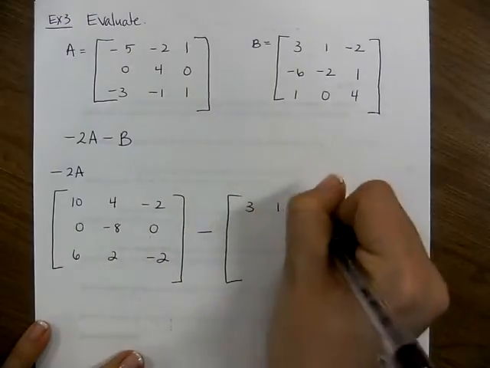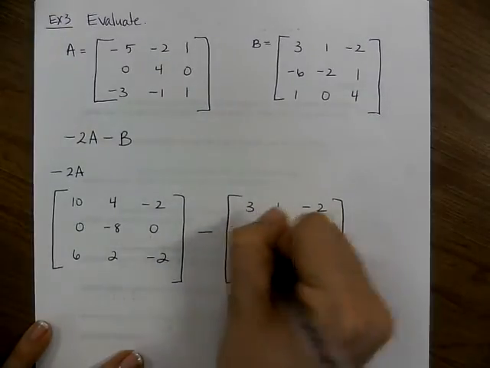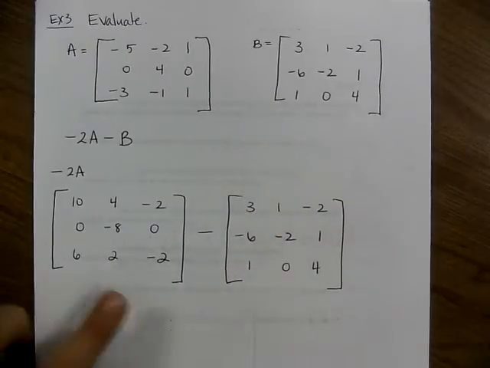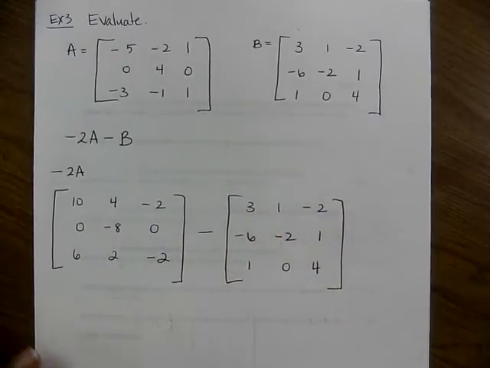B is going to stay the same. Notice that in order to subtract, you have to have exactly the same dimensions. And the dimensions here are 3 by 3 in both of these matrices.